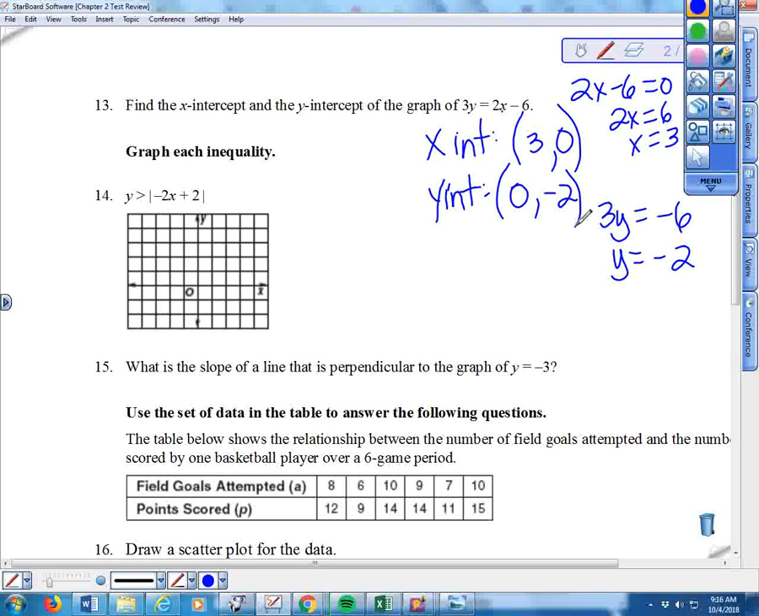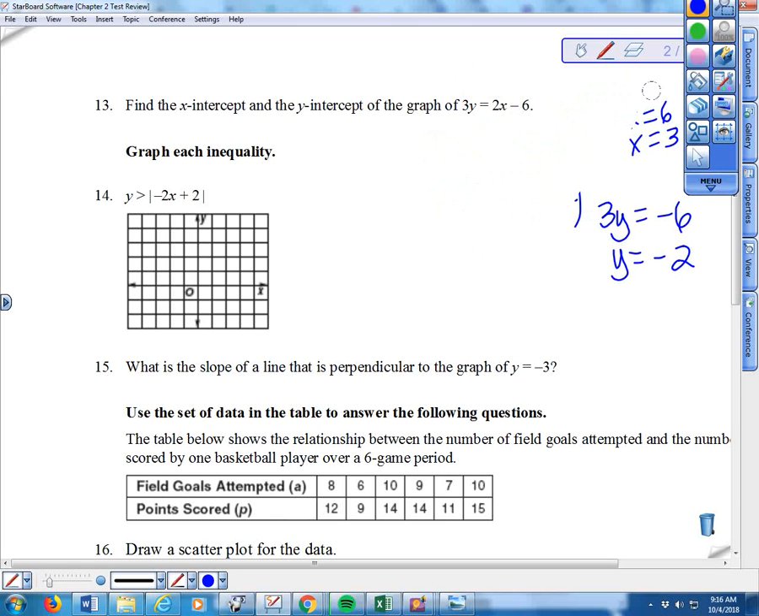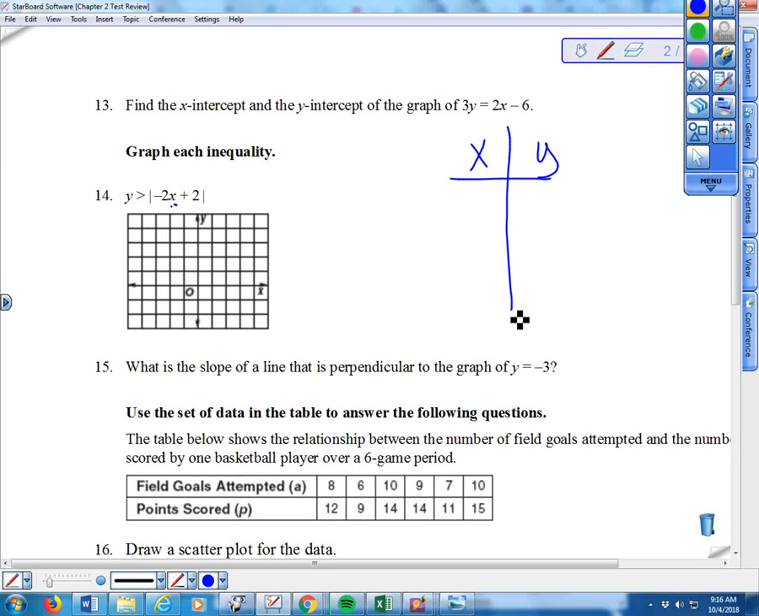Okay, graph each inequality. So now, you have to have a V. This is kind of difficult to figure out the general form. It doesn't really match up because I have a coefficient in front of the x inside the absolute value. So my best bet here is probably just to do a quick table of values. And I'm going to use negative numbers and positive numbers because I know there might be both here.